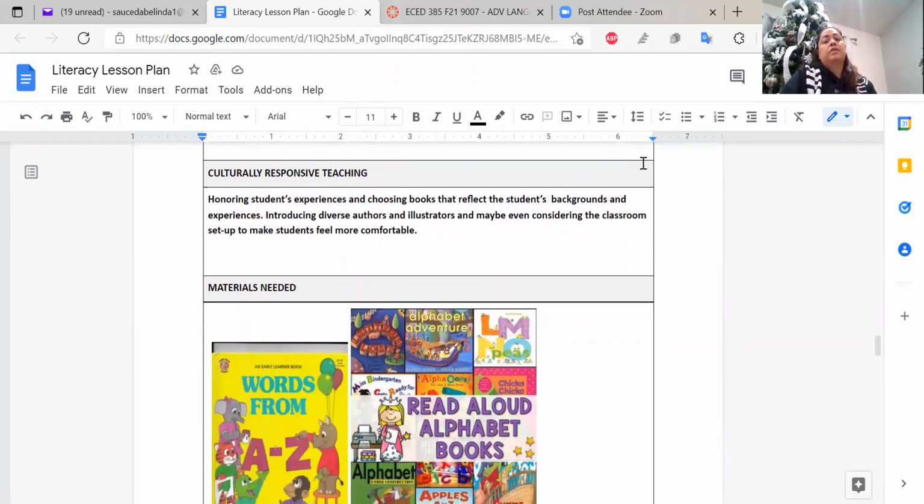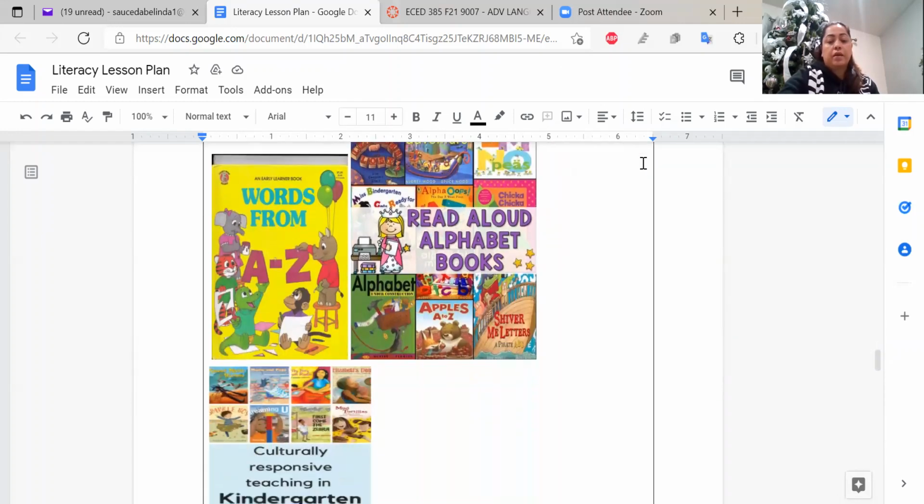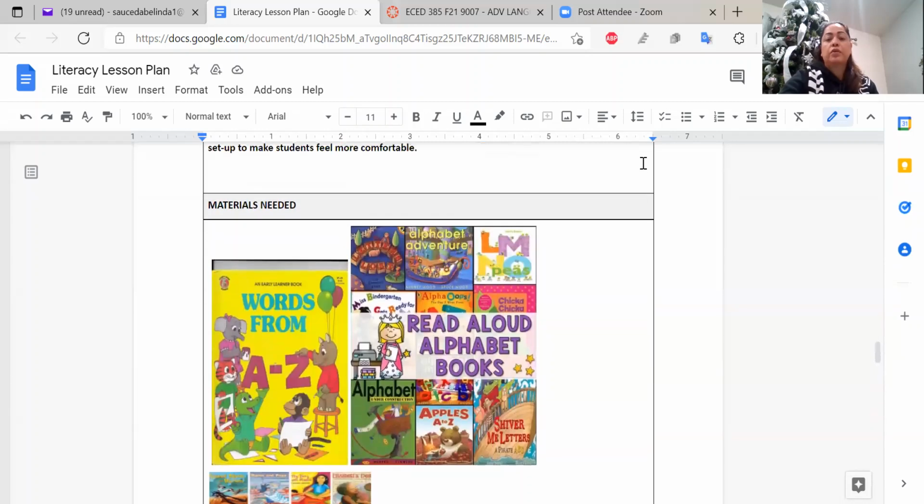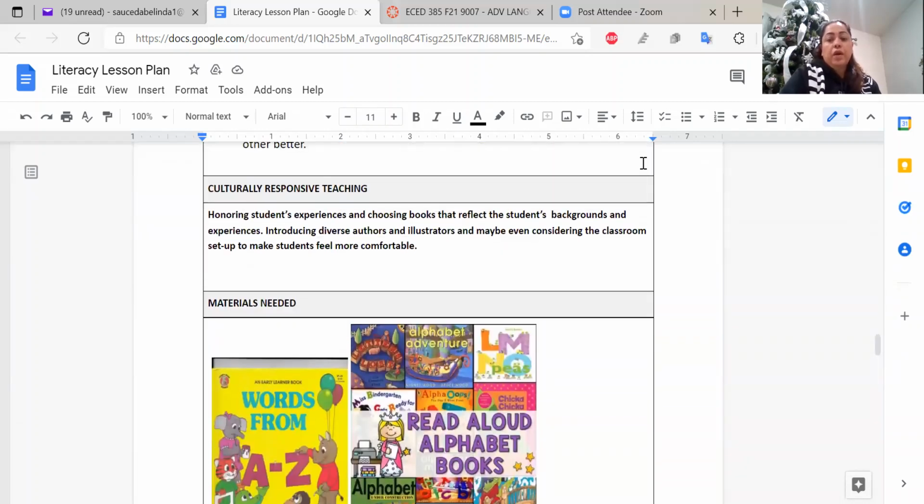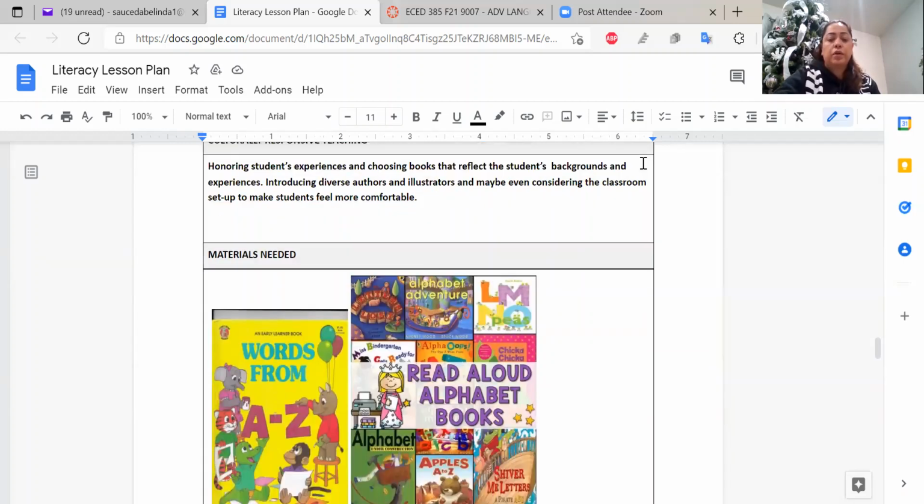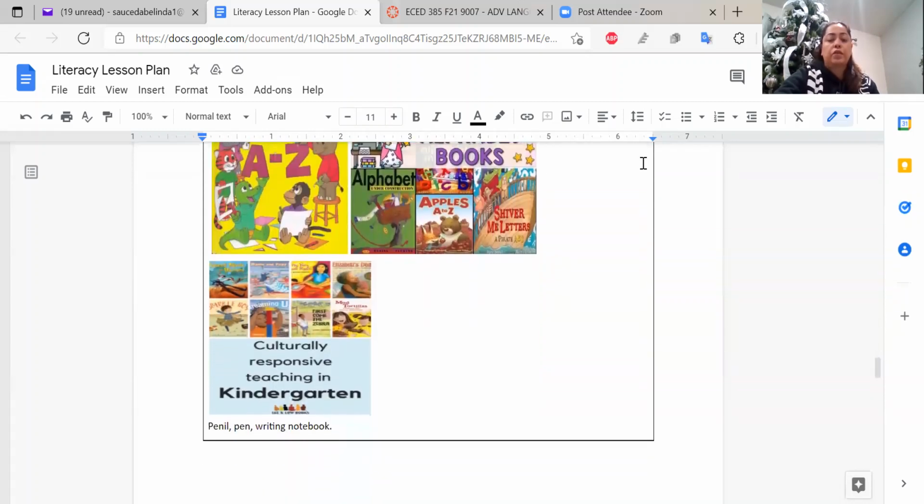Culturally responsive teaching: this is where we honor the students' experience by choosing books that reflect the students' background and experience, such as read-aloud alphabet books and culturally responsive teaching kindergarten books. This introduces diverse authors and illustrators, and we may even consider how the classroom is set up to make students feel more comfortable, so having books in two languages or multiple languages.